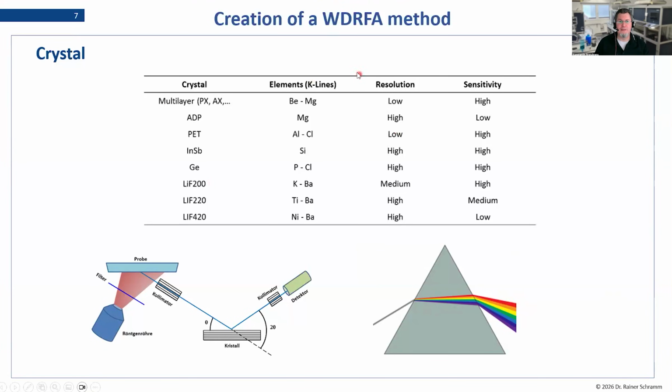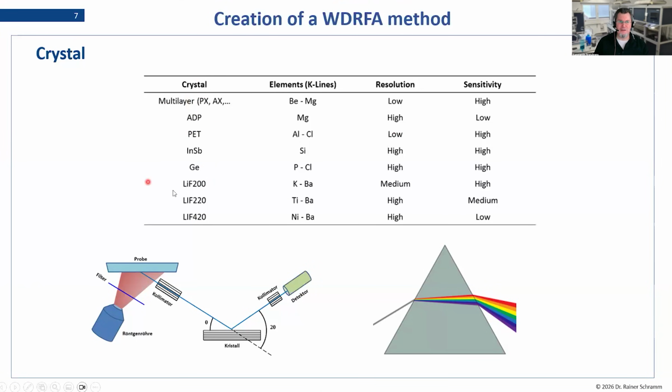We do have a table here of the available crystals in one of our machines. By available, I mean these are all the ones you can buy. These are not all the ones we have installed in our machine. For example, we don't have the 420 LIF, and I think we are also missing the ADP.